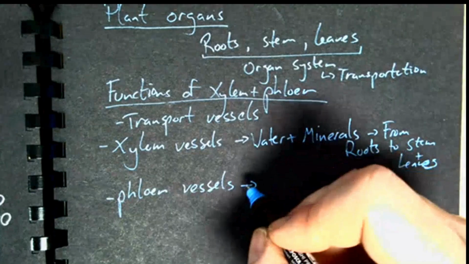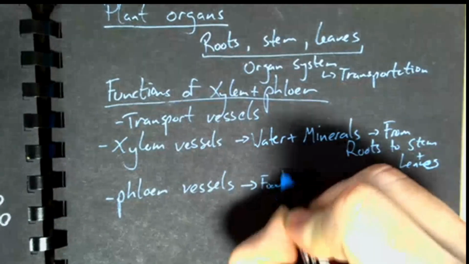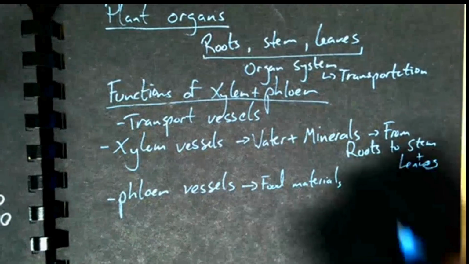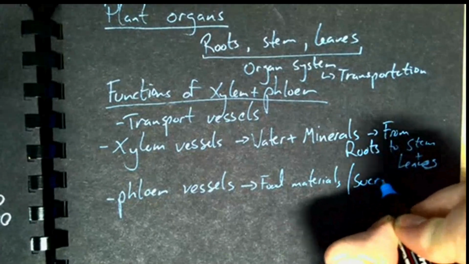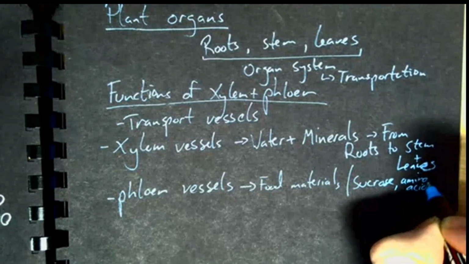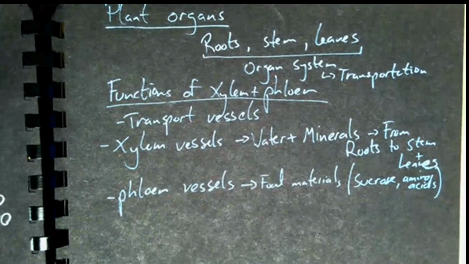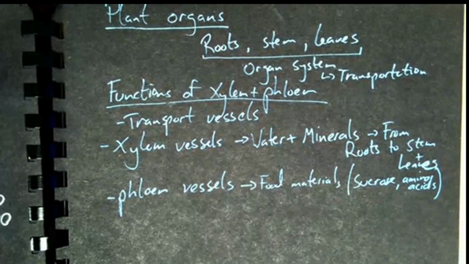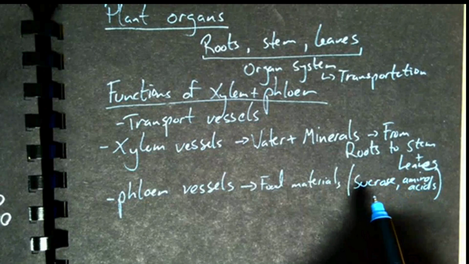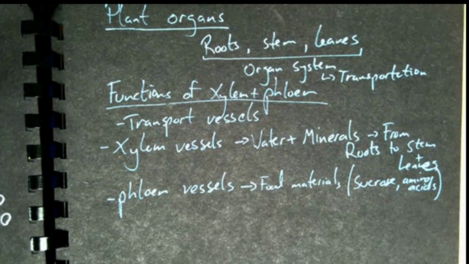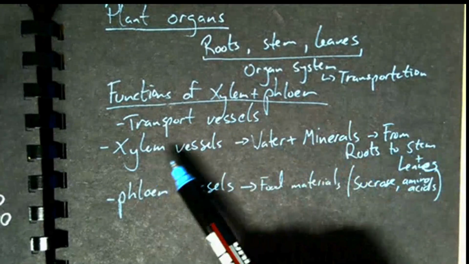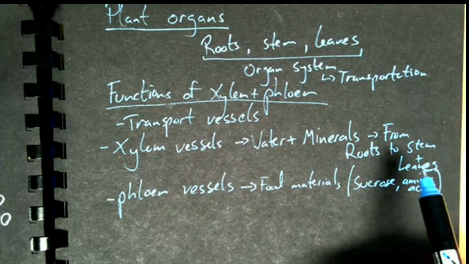And the phloem then. Phloem is transporting food materials, and these are mostly sucrose and amino acids. These are made by the plant during photosynthesis, and we need to transport them to the non-photosynthesizing regions. So they need to travel all over the plant. So this is very directional from the roots to the stem and the leaves.